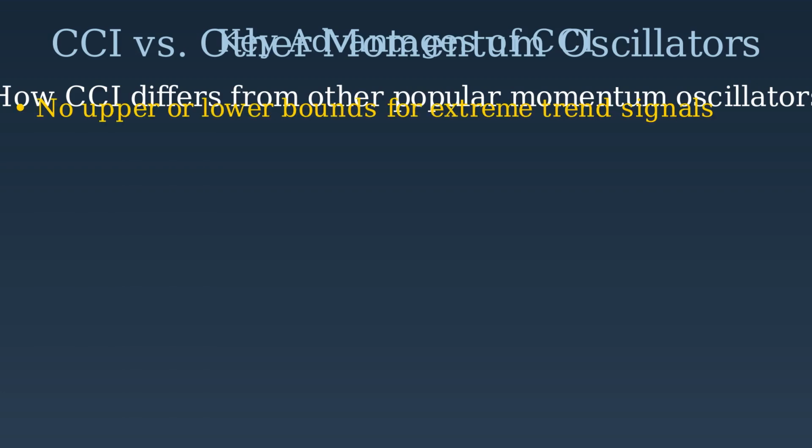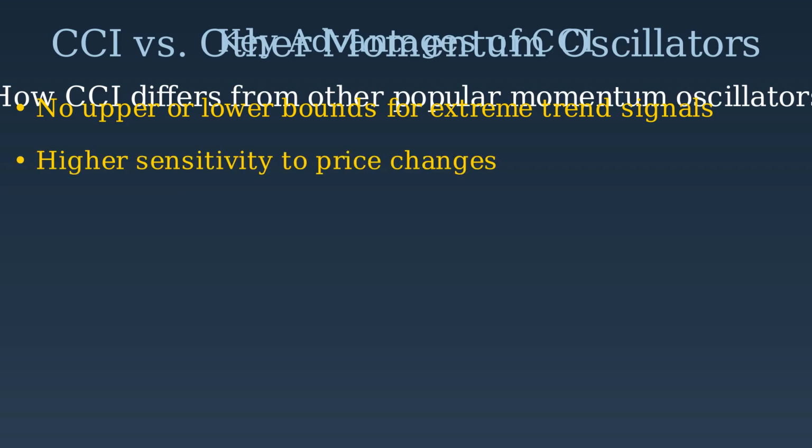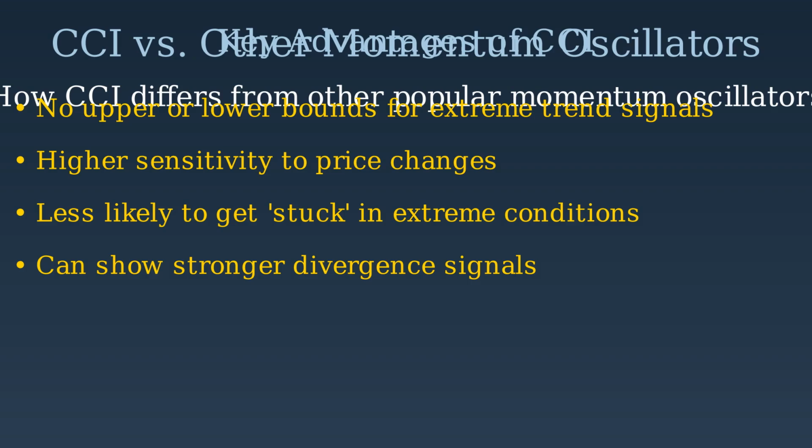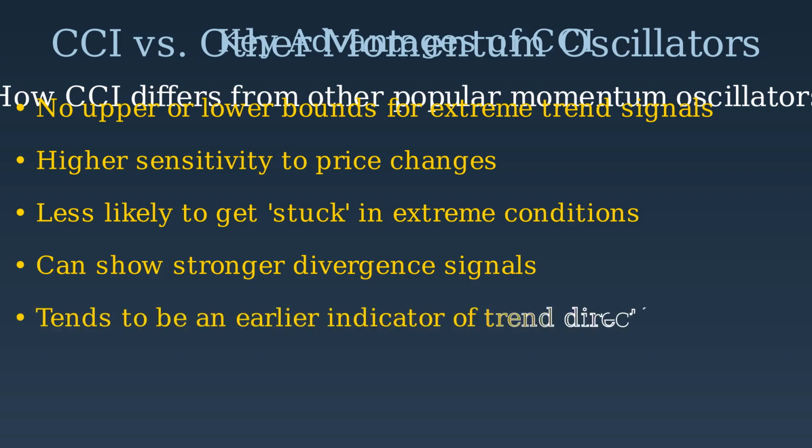To summarize the advantages of CCI compared to other momentum oscillators, CCI has no upper or lower bounds, allowing it to show extreme readings during strong trends. It offers higher sensitivity to price changes due to its formula that incorporates mean deviation. CCI is less likely to get stuck at extreme levels during prolonged trends. This allows CCI to show stronger and clearer divergence signals. And finally, CCI tends to signal changes in trend direction earlier than bounded oscillators like RSI or stochastic.